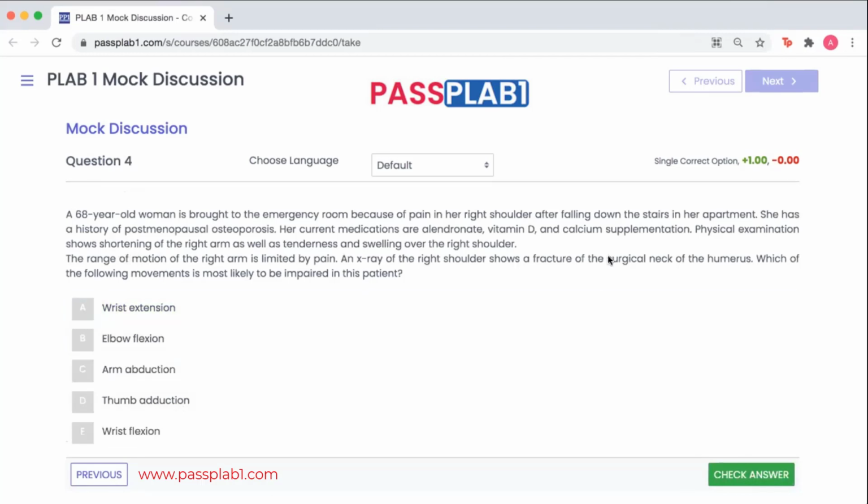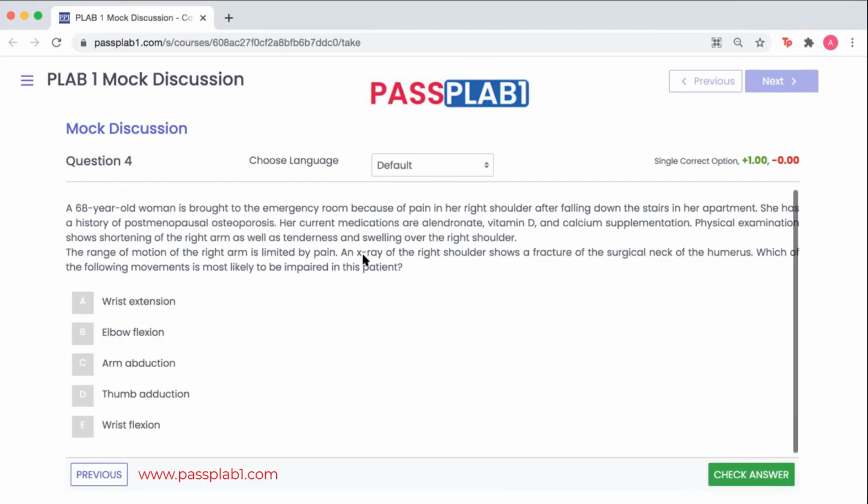Okay. After that, you had a 68-year-old woman who was brought to the emergency room because of pain in her right shoulder after falling down the stairs in her apartment. She has a history of postmenopausal osteoporosis. Her current medications are alendronate, vitamin D and calcium supplementation. So alendronate is a bisphosphonate, and she's on vitamin D and calcium.